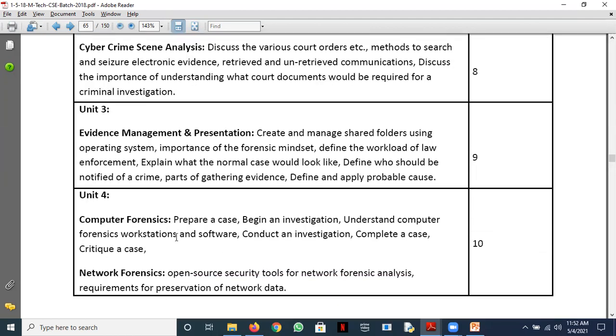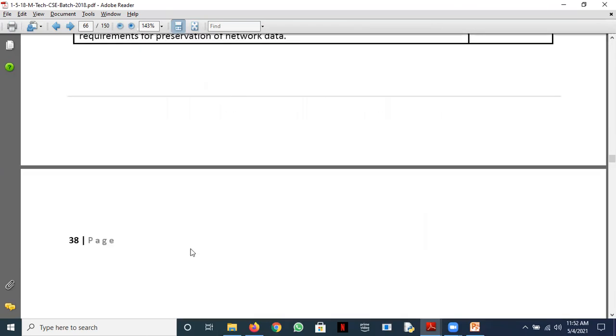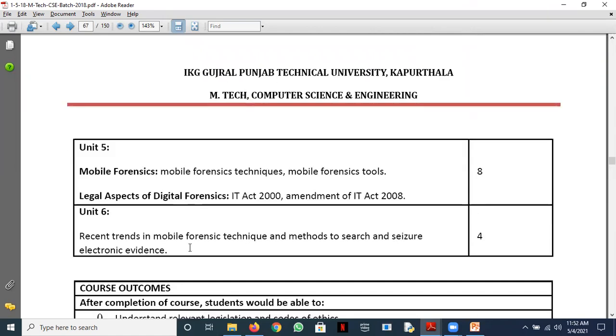And then unit 4 is computer forensics. So it would be dealing with the computer part of it. Then the network forensic analysis would be there in unit 4. And then unit 5, we saw, is related to mobile forensics. So the legal aspects and the legal acts would be there.